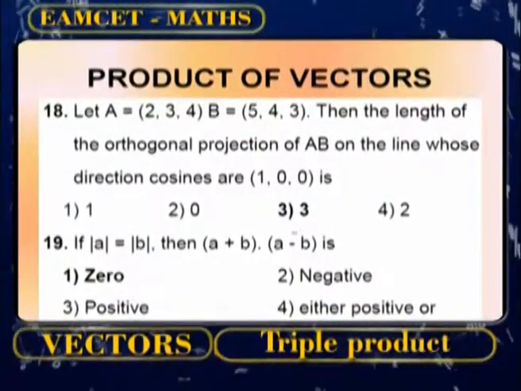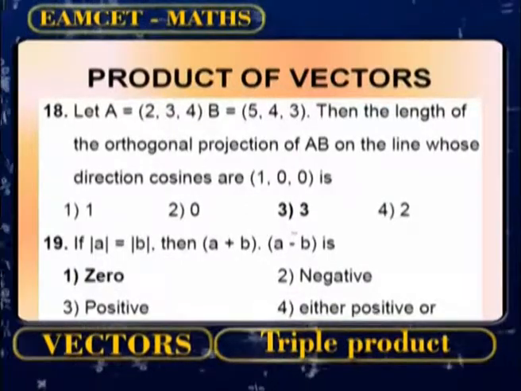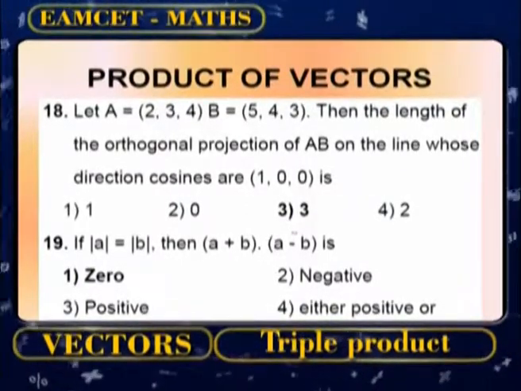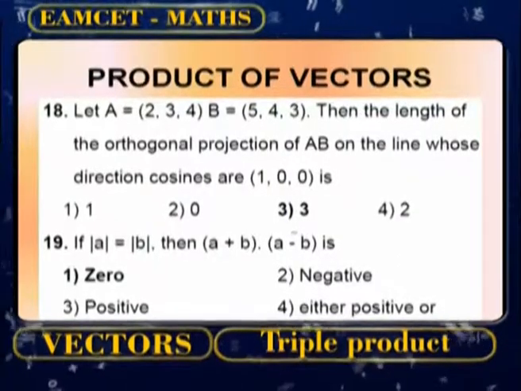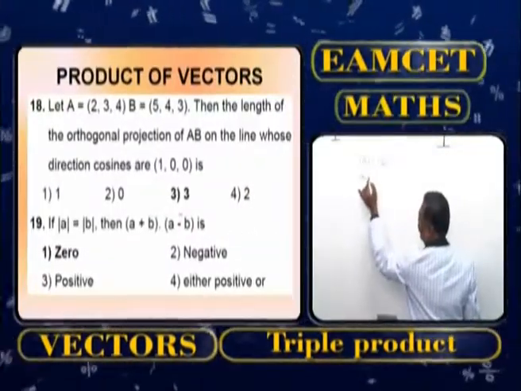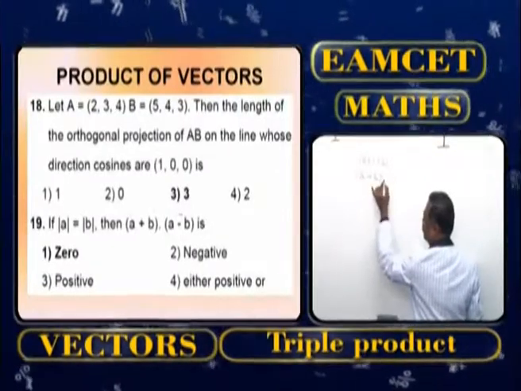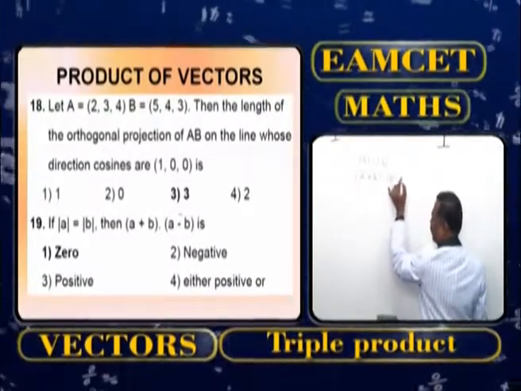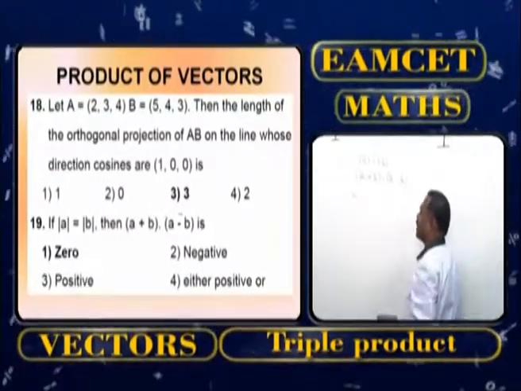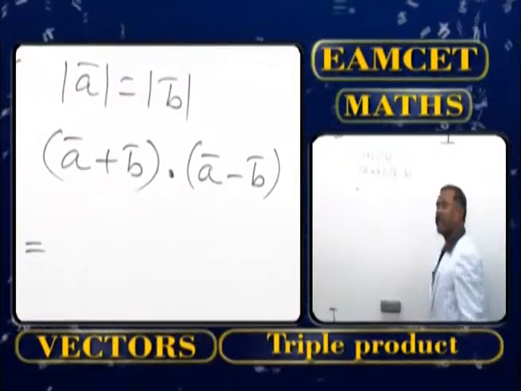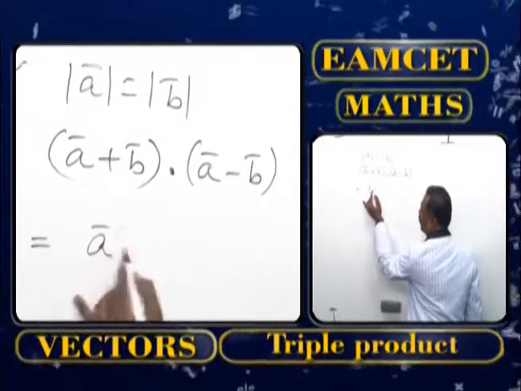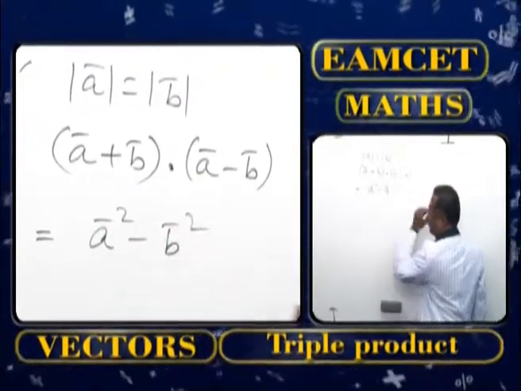Next one is mod A bar is equal to mod B bar, then A bar plus B bar dot of A bar minus B bar. Mod A bar is equal to mod B bar. This is a simple question, but why I have chosen this, you must understand this in this way. It is what I said in the dot product. You can comfortably apply all the algebraic formula like A plus B into A minus B is nothing but A bar square minus B bar square.